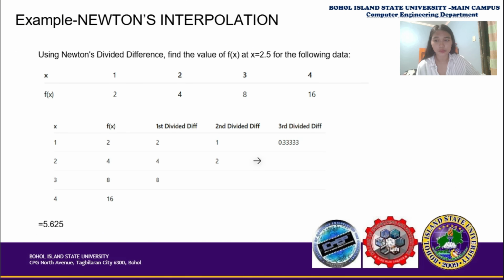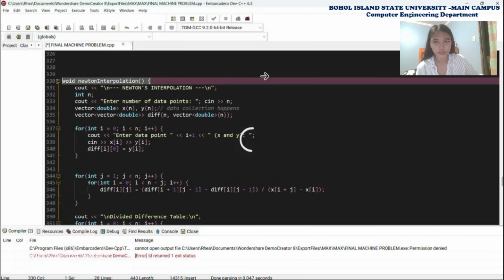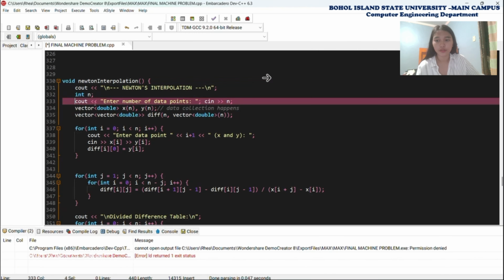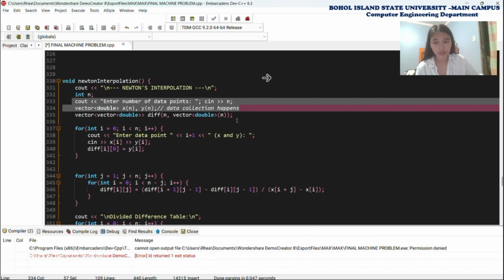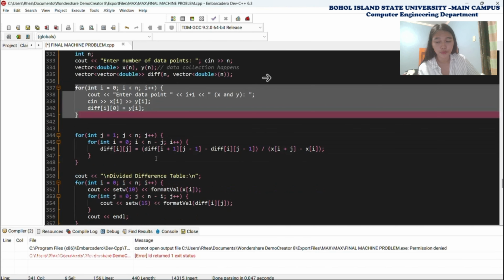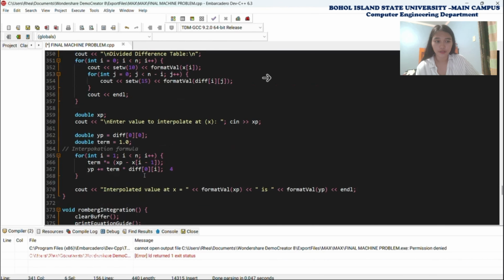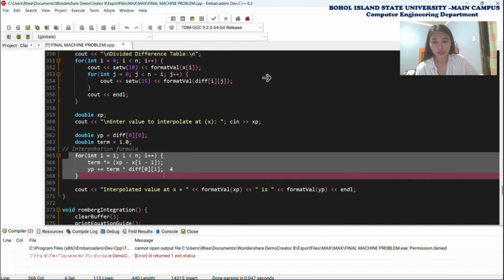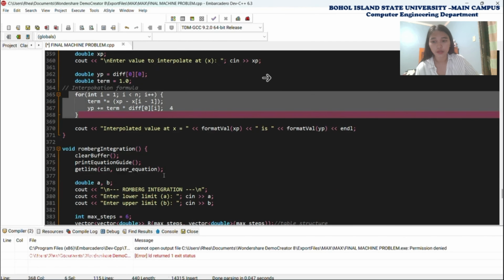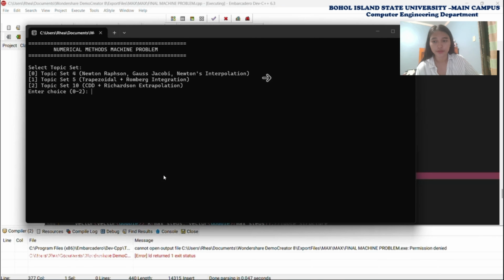So this is the example of Newton's interpolation. As you can see, it has a value of 2.5 for the x. And let's watch the video to see if the answer is correct for the following data. So as you can see, this is the function of Newton interpolation. This is where the data that the user inputted or given is being collected. This is the formula for the interpolation. And let's check if the code is correct.